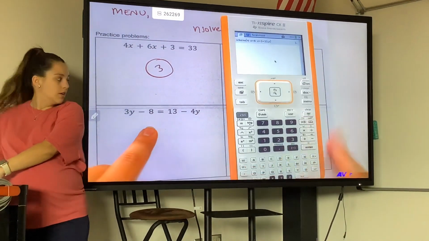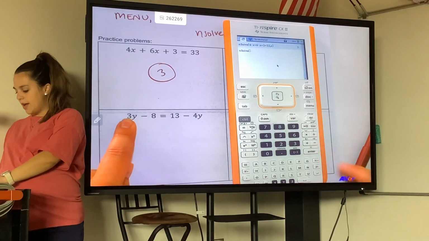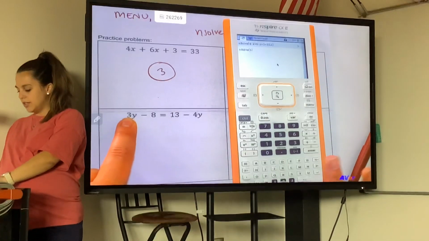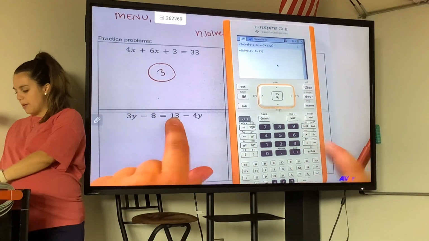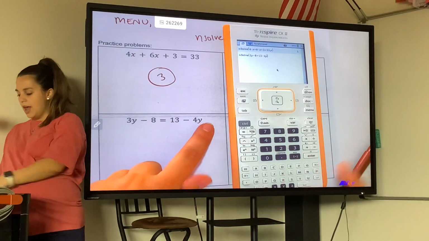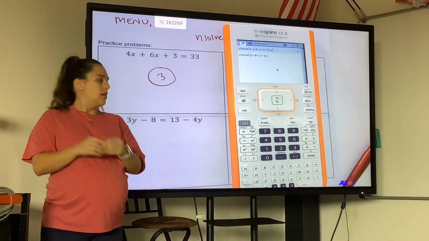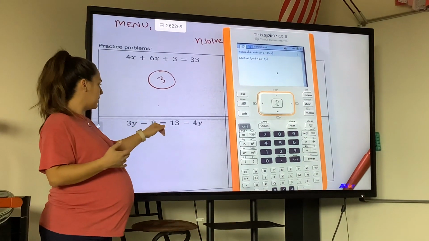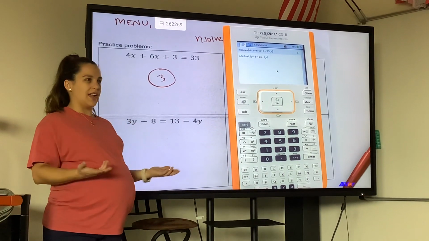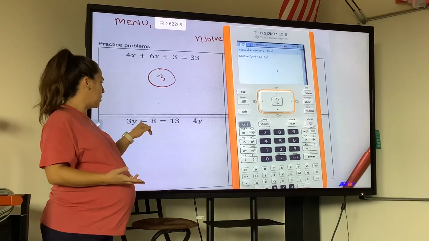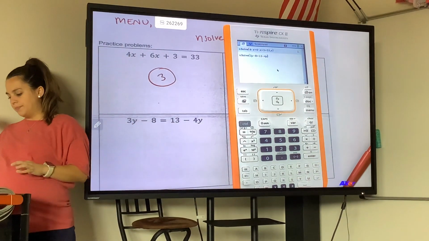Let's try this one while I'm on this side. So menu 3, 1. This time I have 3y, using a different letter, minus 8, equals 13 minus 4y. I knew both of these were minus signs because they're separated by 2 numbers. You read this as 3y minus 8, then 13 minus 4y. You don't say it with the word negative, you say it with minus. So that's how you type it in the calculator, with a minus sign.